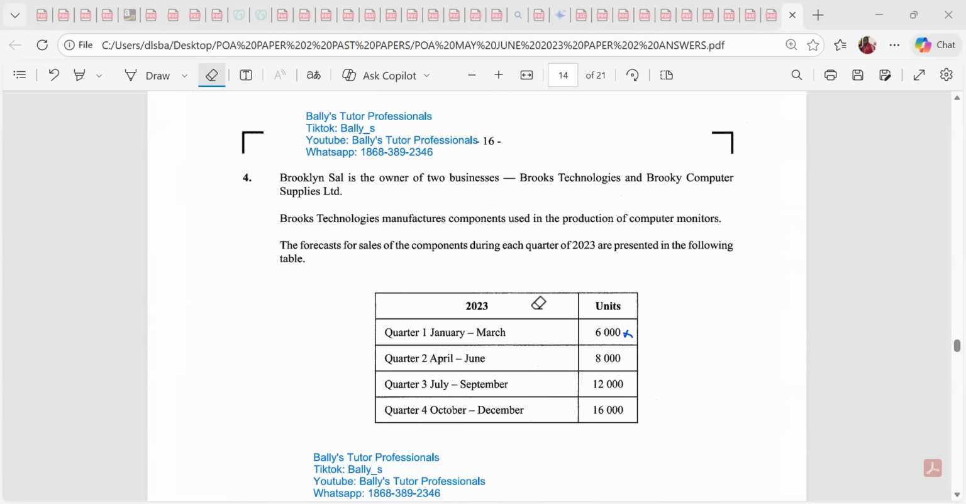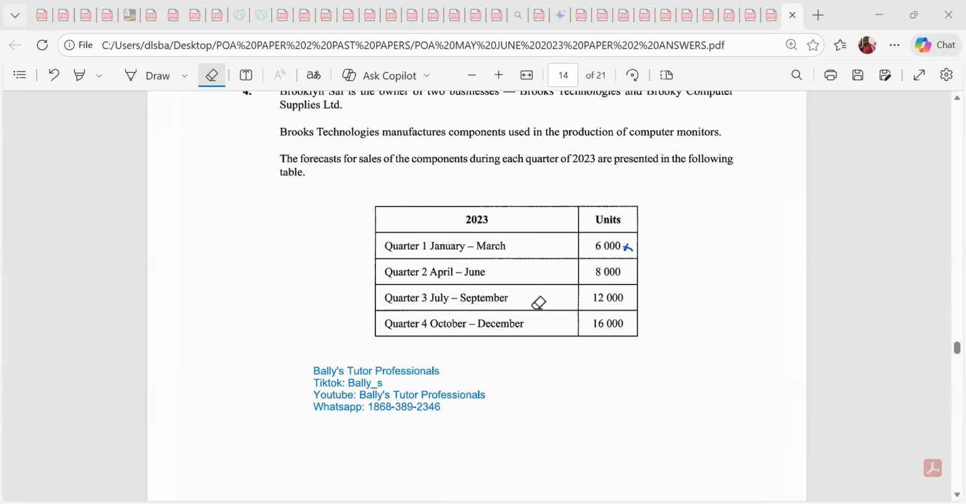Number 4, Brooklyn Sal is the owner of 2 companies, Brooks Technologies and Brookie Computer Supplies Limited. Brooks Technologies manufactures components used in the production of computer monitors. The forecast for sales for the components during each quarter of 2023 are presented as follows. So there's a sales forecast. We did a production forecast before. Now we're going to do a sales forecast.